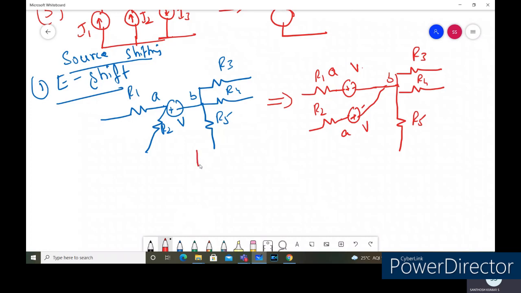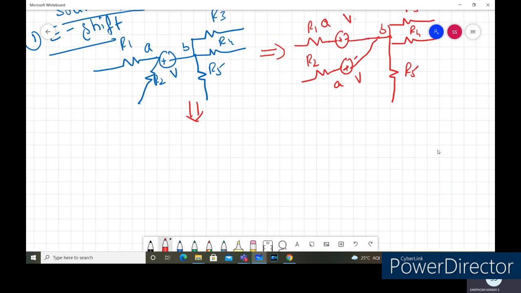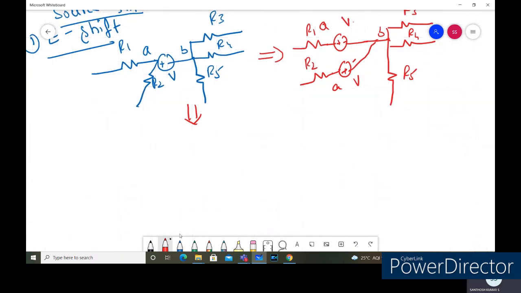The other kind of shift we can perform, we can shift the voltage source towards the resistances R3, R4 and R5. We can shift towards B here. So let us have a look into that one. Two ways we can shift it. Here we can shift towards the node B. So here I am going to shift the voltage source towards R3.